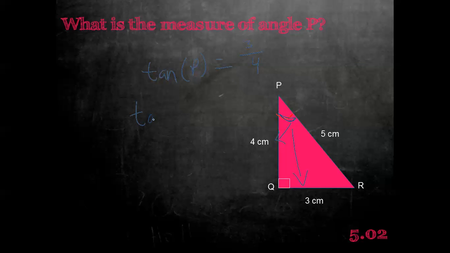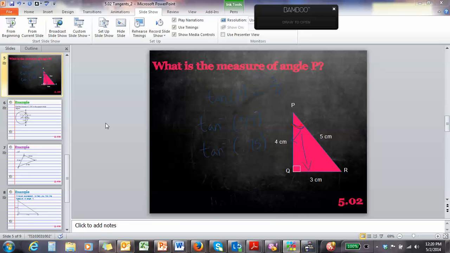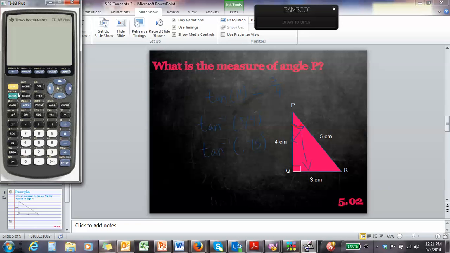Here we can put inverse tangent 3 over 4, and that's going to give me my angle. Or we can put inverse tangent 0.75. Either one of those is going to give us the right answer. So tangent to the -1 of 3 over 4 gives us 36.86, and it just depends on how they want you to round your answer. If I put 0.75 in as well, I'm going to get the exact same answer.